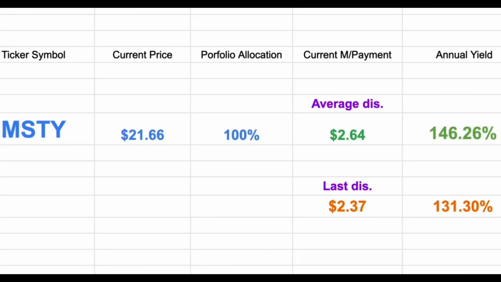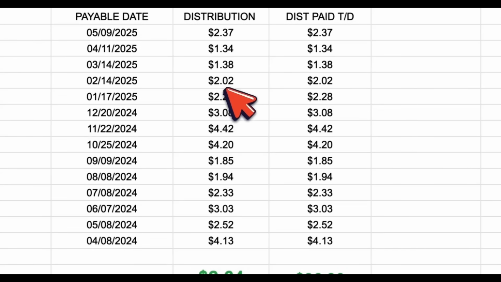We can't really do our math using the last distribution, for a very simple reason. If we look at our distribution history, we can see there's one time they paid $1.34. If you calculated your income based on $2.37, that means next month you're getting half of that amount. Or if they paid $4.13, that means you're getting double that amount, which would be good. But we don't want to get less than what we anticipated. So in that case, we're going to use the average, because the average is a very sweet spot. You're not aiming very high and you're not aiming very low.